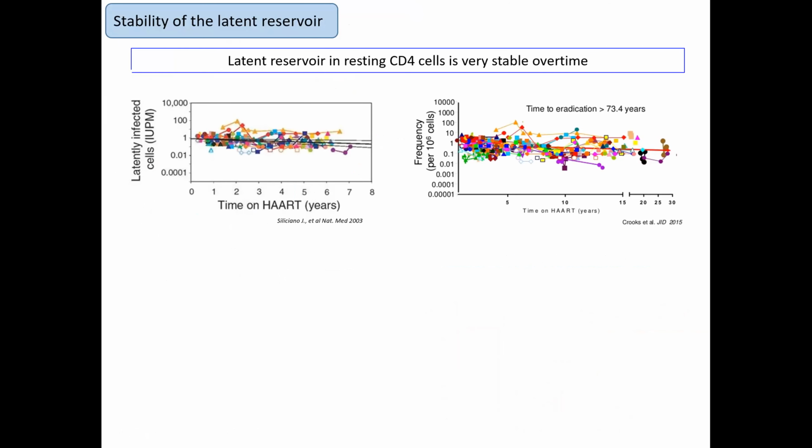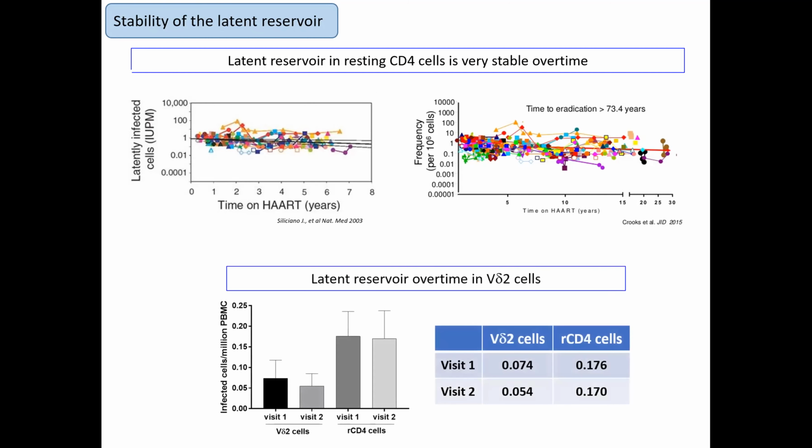So the next question is, how is the stability of the latent reservoir? We know that in resting CD4 T cells it is very stable over time. This was work published by Siliciano several years ago, and then confirmed later by Margolis. So the time to eradication was around 70 years. So our question was, is the latent reservoir over time in VD2 T cells as stable as in resting CD4 T cells? So this is ongoing work.